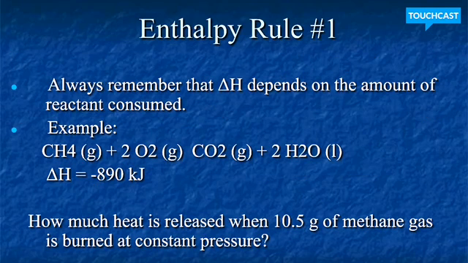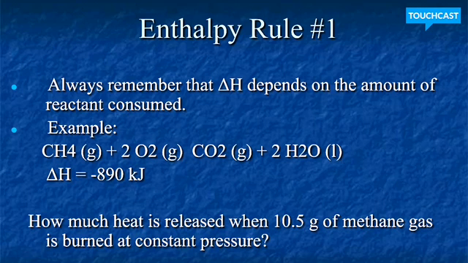Here are some good rules to remember, so you may want to jot these down. Rule number 1 about enthalpy. Always remember that the value that they give you for delta H depends on the exact amount of the reactant that was consumed. So here's an example. How much heat is released when 10.5 grams of methane gas is burned at constant pressure?